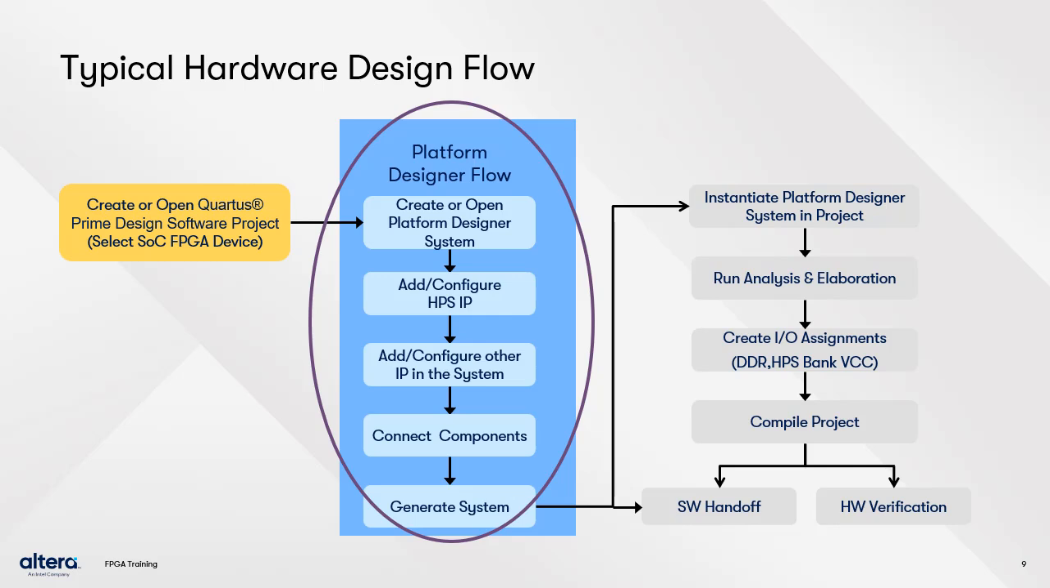In the Quartus software main window, run analysis and elaboration to allow the tool to understand the hierarchy of the design. Then create I/O assignments using a script generated by Platform Designer and manually set I/O assignments for other general-purpose FPGA I/Os, and finally run a full compile. Once an FPGA programming bitstream is completed, you'll be able to perform hardware verification before product release.